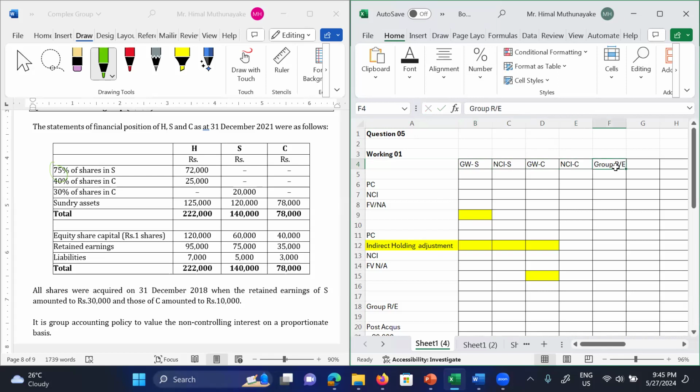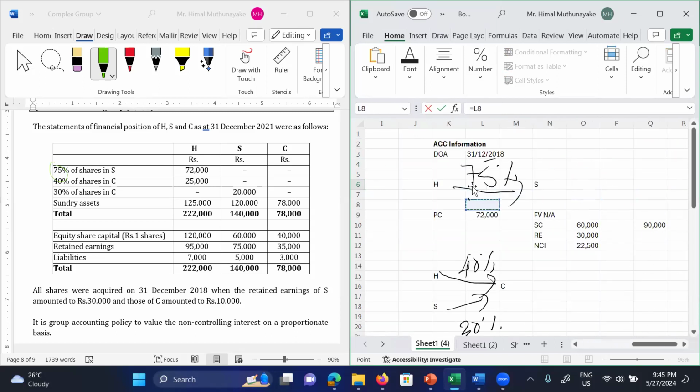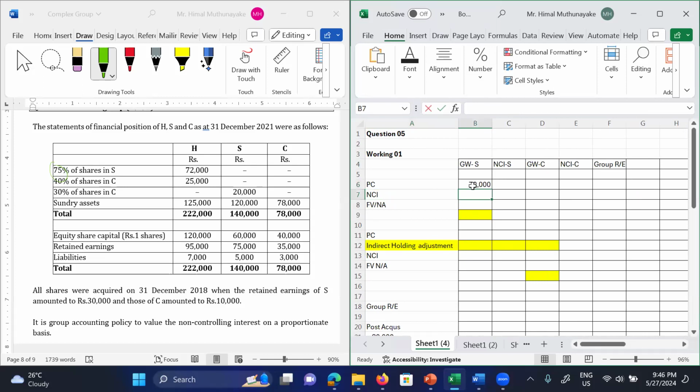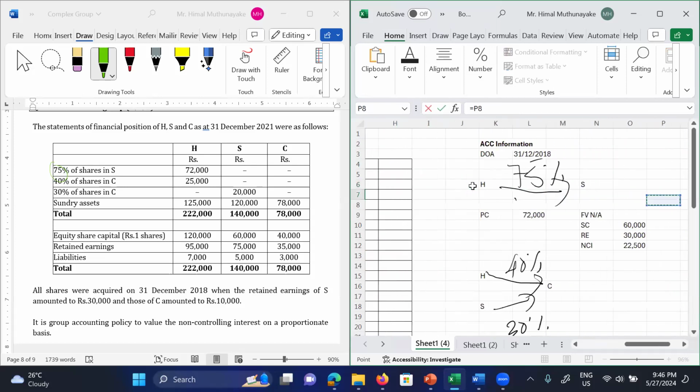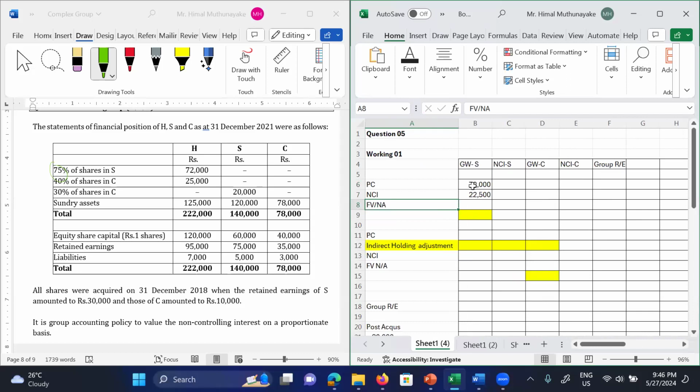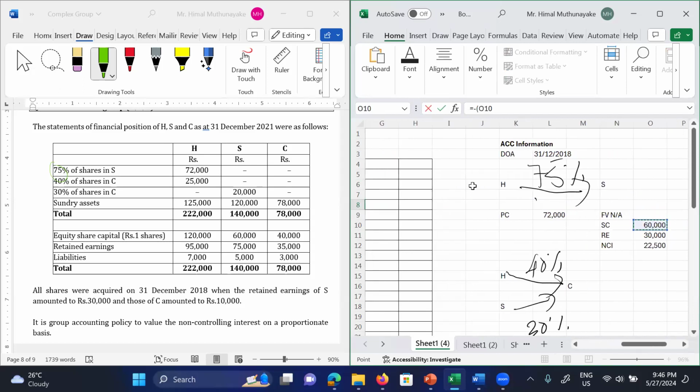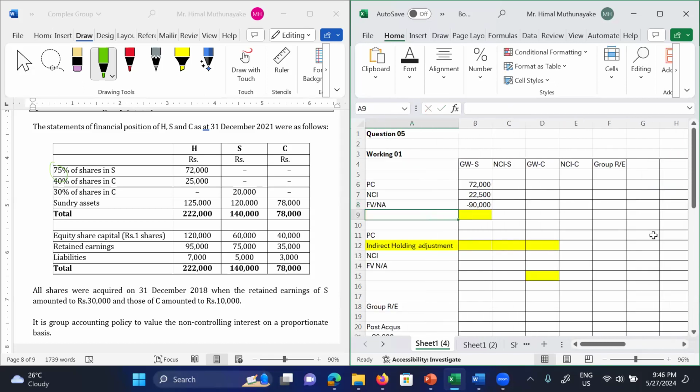When it comes to the purchase consideration of S, we can obtain it directly: 72,000 is the purchase consideration. Then the NCI balance I have computed, 22,500, that is also there. And you need to get the minus balance, 60 plus 30, 90,000. So your goodwill would be the sum of this, 4,500. So the NCI balance would be established.